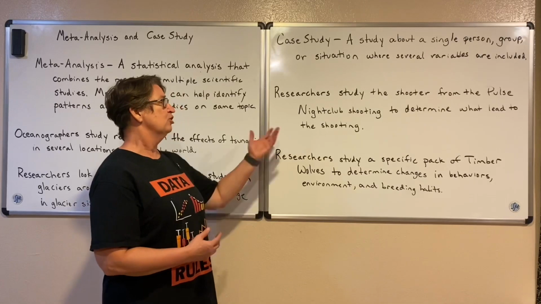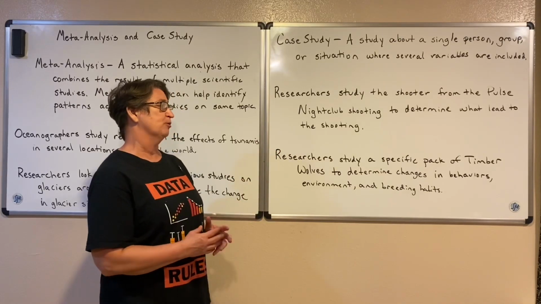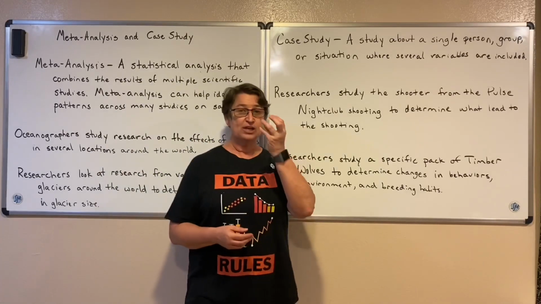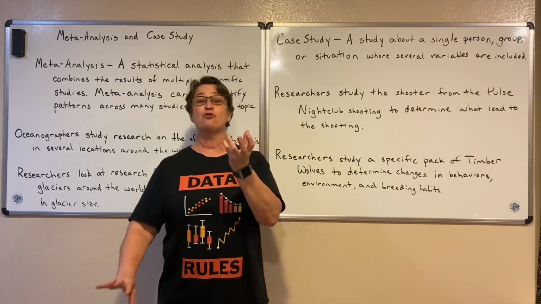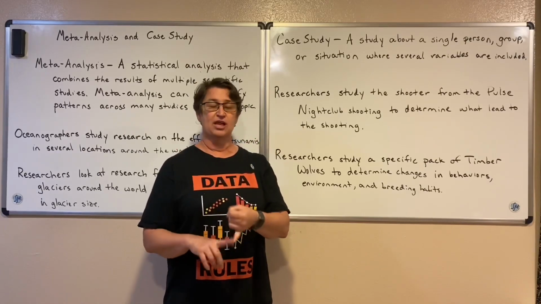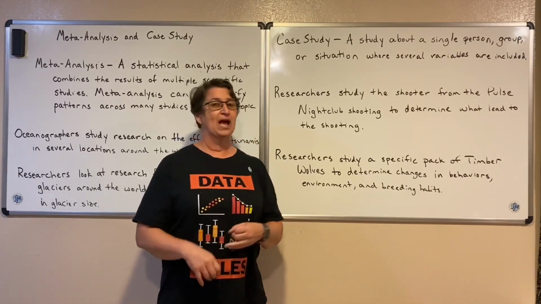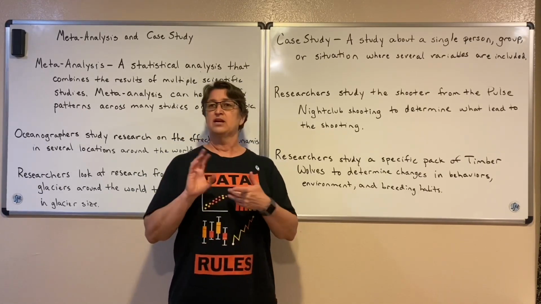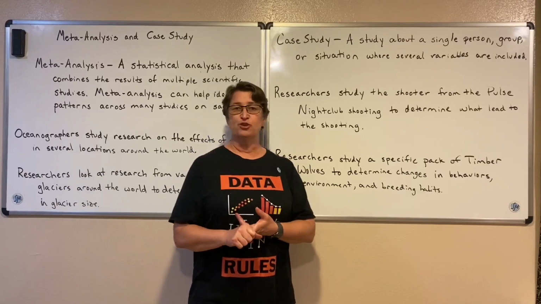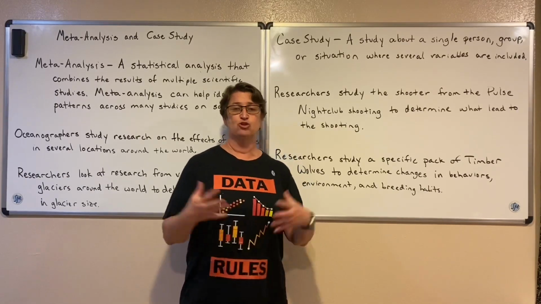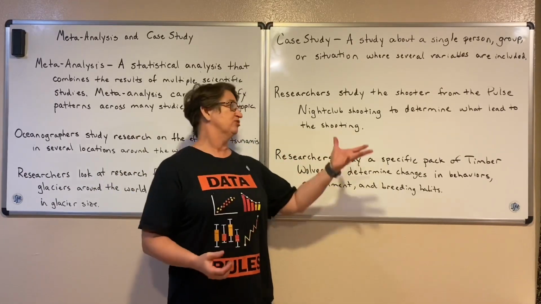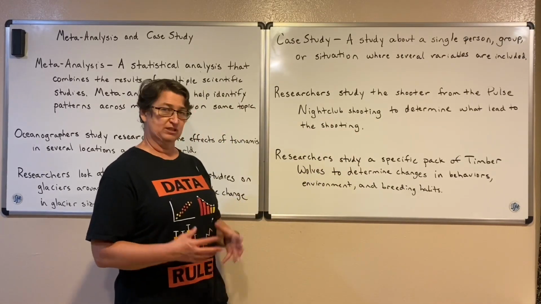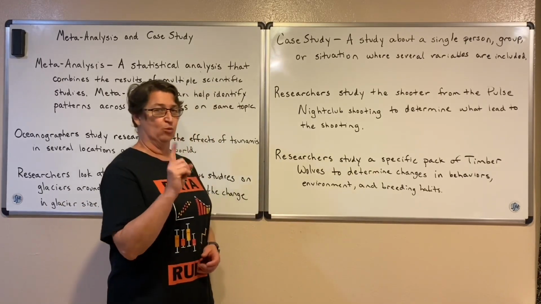So for instance, researchers might study the shooter from the Pulse nightclub shooting to determine what led to the shooting. So we're going to look at that shooter and we're going to look at everything in their life, their education level, what was their home life like, what were their interests, how did they spend their free time, what kind of job did they do. We're going to look at all of the variables to see what we can determine about that particular person. That's a case study where I'm studying that one person.